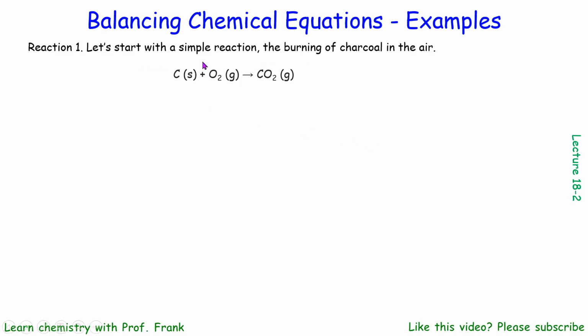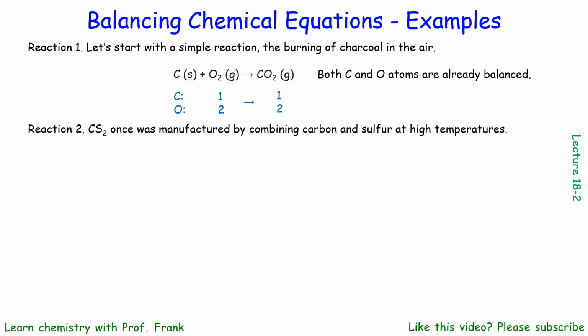So we'll start with a simple one, the burning of charcoal in the air. Carbon reacting with oxygen in the air, forming carbon dioxide. Let's take a look at the number of carbon atoms before the reaction, 1. After the reaction, also 1. The number of oxygen atoms before the reaction, 2. And after the reaction, also 2. So therefore, this equation is already balanced.